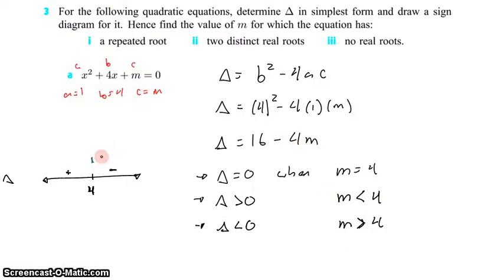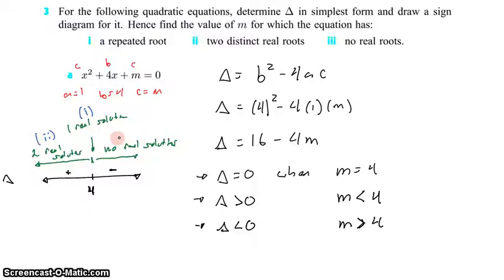What that means is that everything in this region, we have no real solutions. Everything in this region, we have 2 real solutions. And right here at 4, we have a repeated root, 1 real solution. So 1 real solution, that's our repeated root, 2 distinct real roots, and no real solutions for parts 1, 2, and 3.